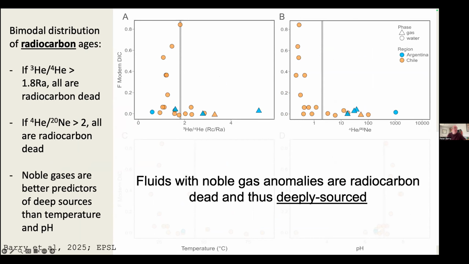Yeah, I do. I don't think this is unique to the fact that the crust is thick there. Anytime we measure a helium isotope 3-4 ratio above 1.8, or a helium to neon ratio above about 2, I think that indicates we're sampling deep source fluids. And I think that would be true irrespective of how thick the crust is. But we're going to test it, right? Camilla's going to measure that. Exciting.